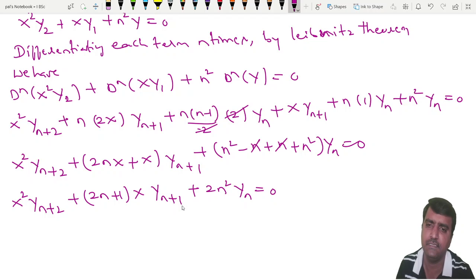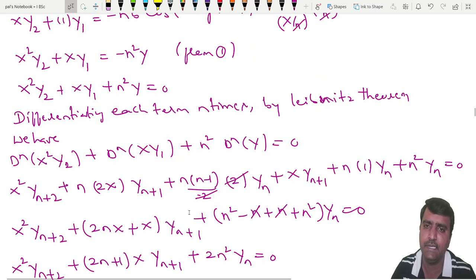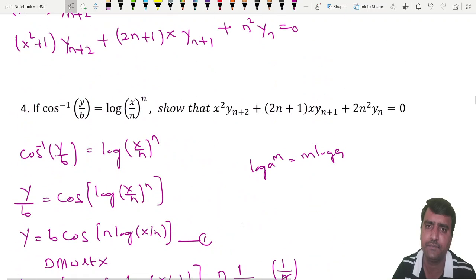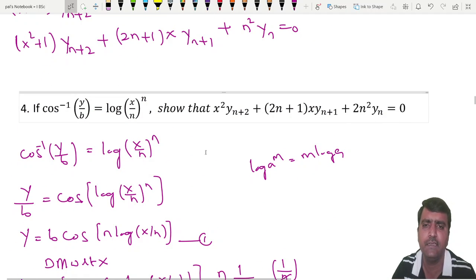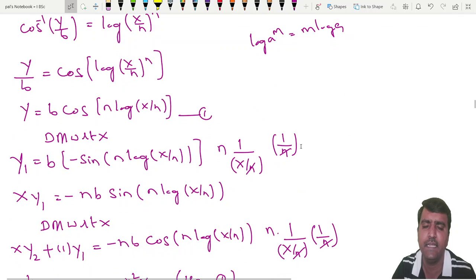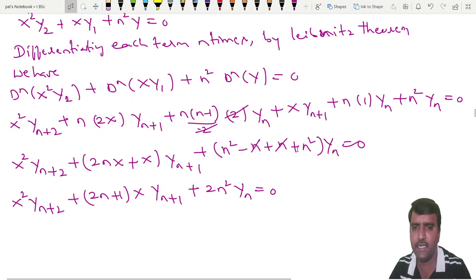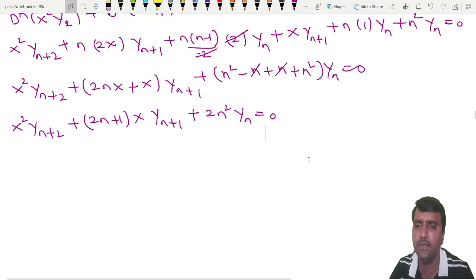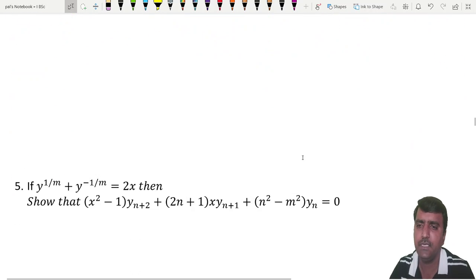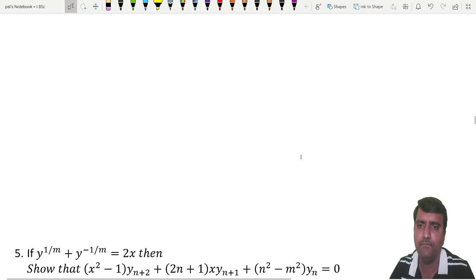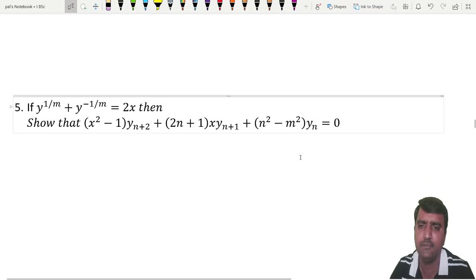is equal to 0. Actually in the given problem what they are given is that same result they are given, 2n square yn, so it is x square into n plus 2 plus 2n plus 1 x into n plus 1 into 2n square yn is there. You obtain the same result here, okay. See one more law. So this one is lengthy, little bit lengthy problem.